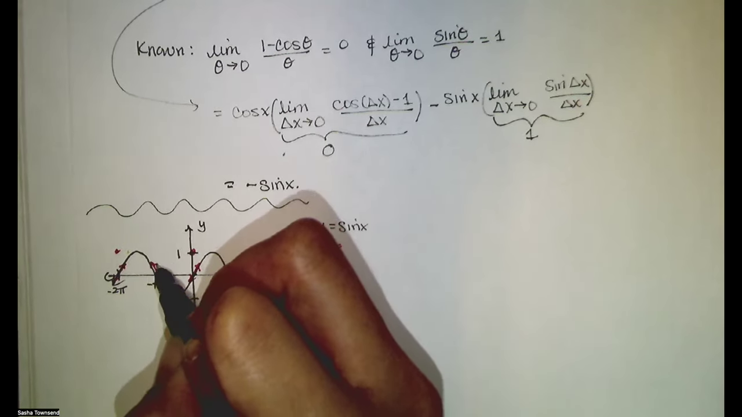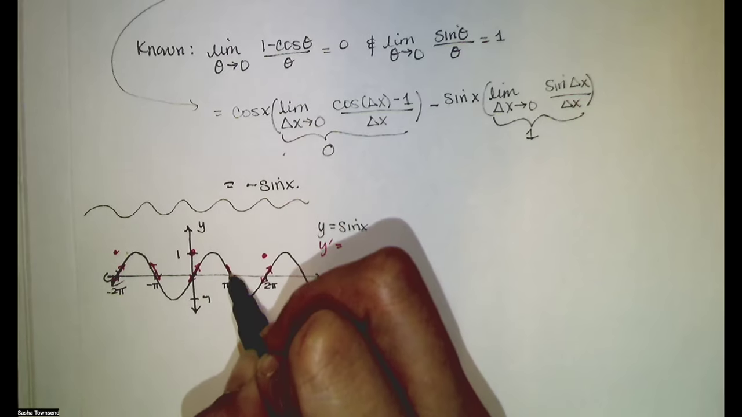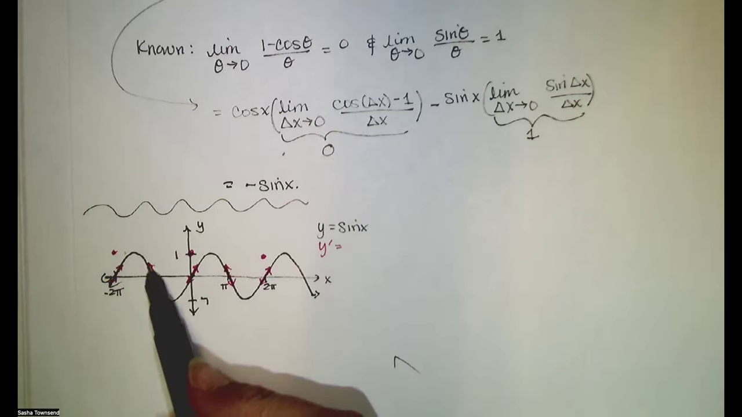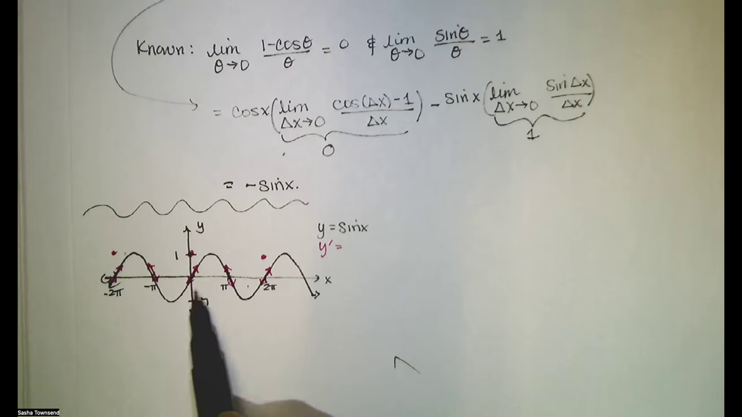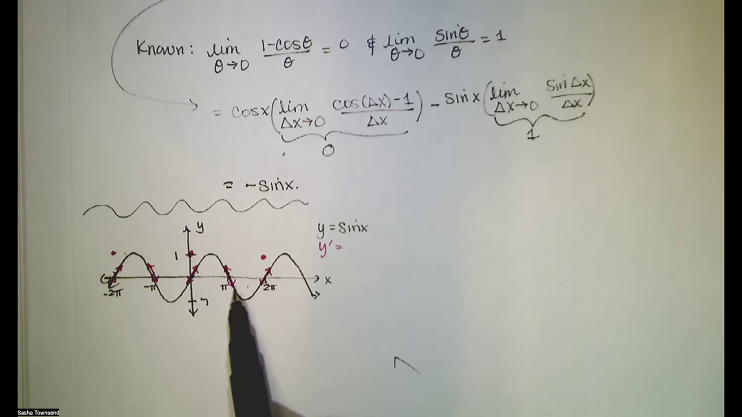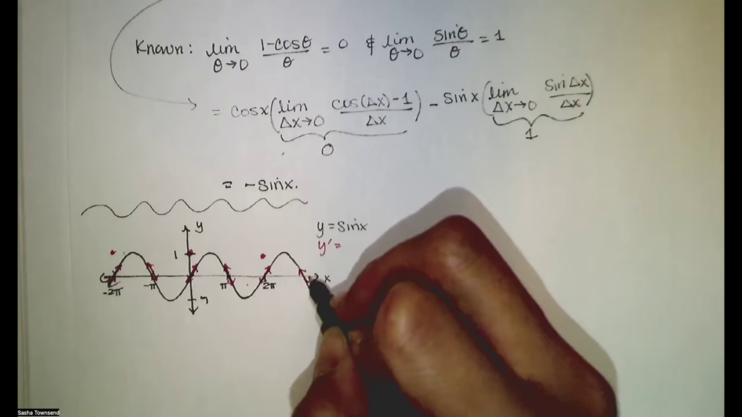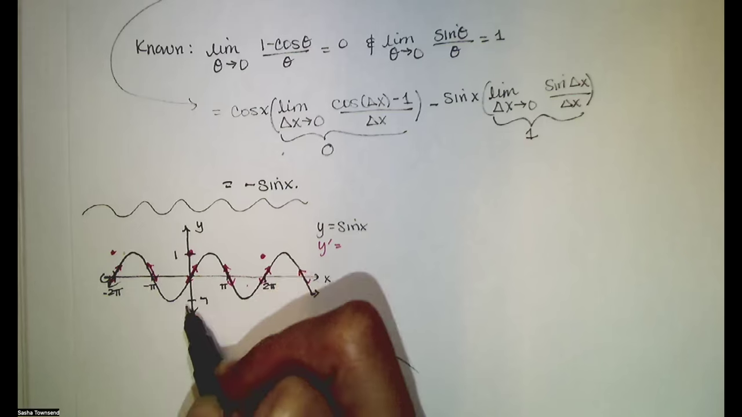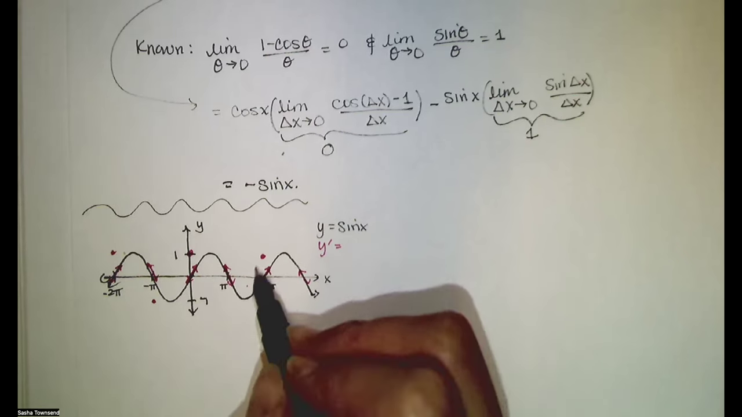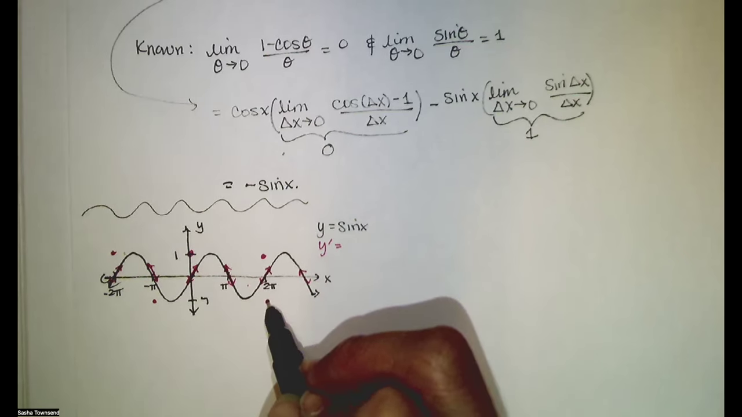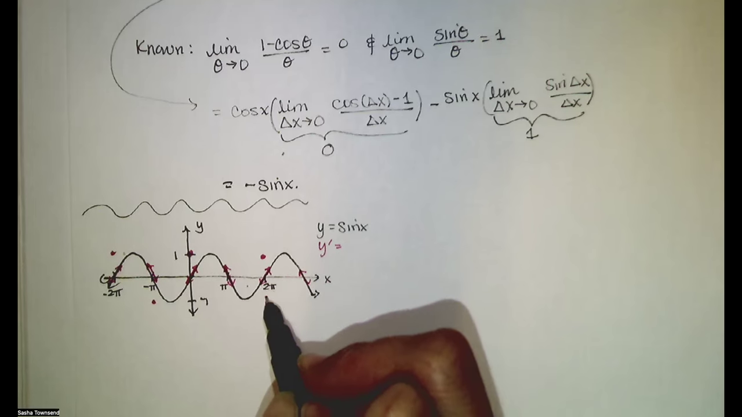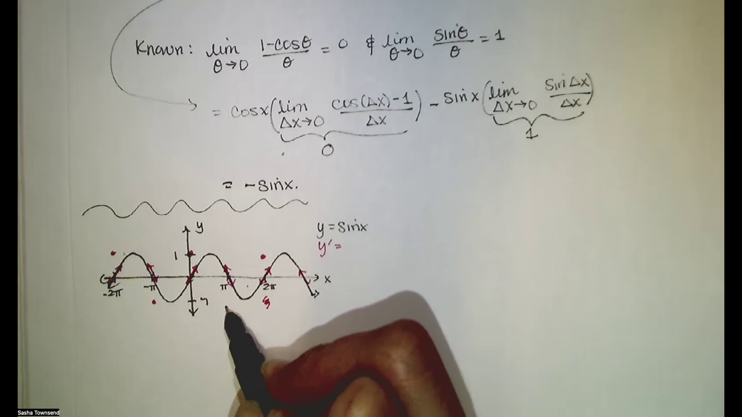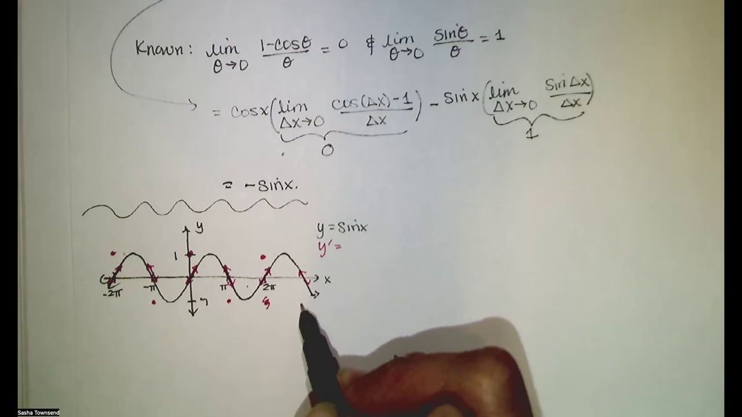Similarly, at negative pi and pi, my tangent lines are sloping down. As you look at the graph, those tangent lines decrease as you go from left to right. So at negative pi, we get a negative value for our derivative, and it turns out that negative value is -1. At pi, we get a value of -1 as well. And then at 3 pi, we get a value of -1.